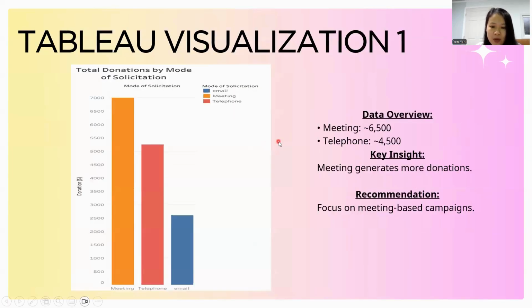Switching to Tableau now, this chart compares meetings and telephone calls. Meetings bring in around $6,500, while telephone gets $4,500. Clear insight: meetings generate more donations, so let's focus on meeting-based campaigns to raise more money.